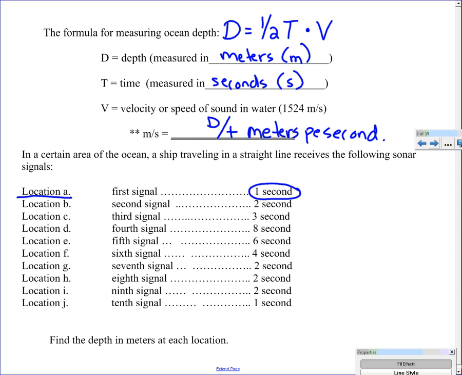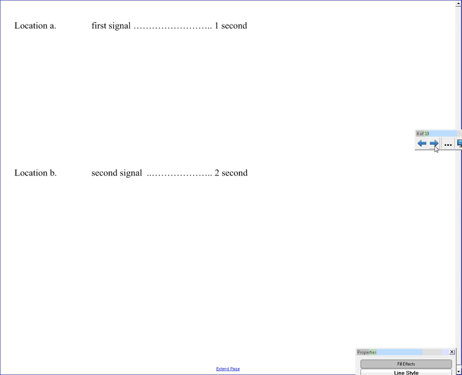It stops at another location along sea level, which we'll label location B because it's the second location. It sends a signal, waits for it to come back. That takes 2 seconds. They chart down all of this information for the amount of time that it takes. Then what they do is they go ahead and calculate the depth at each location. So at location A, what's our formula again? How much time did it take for location A? 1 second.